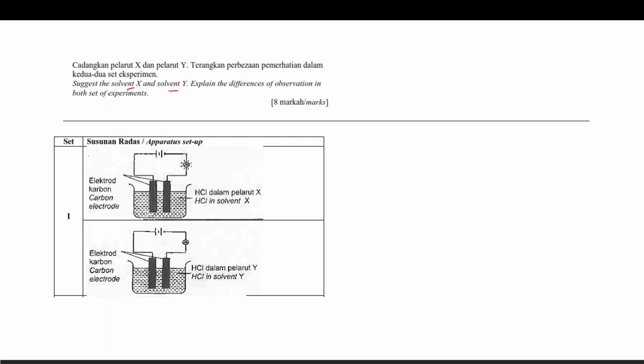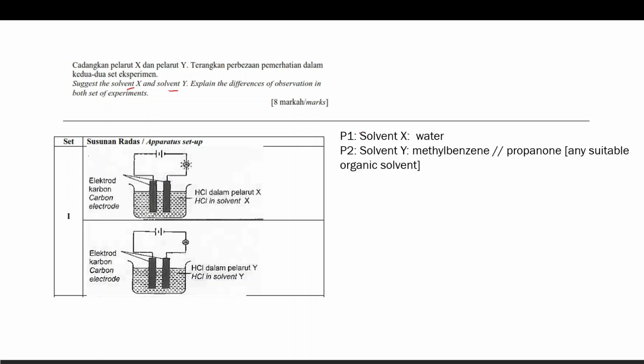Okay, so explain the difference in the observation in both sets of experiments. So we focus on set 1 first. First we need to mention the solvent. Solvent X is water. Then solvent Y is an organic solvent, like methylbenzene, propanol, or any suitable organic solvent. Now we need to explain the difference, right?